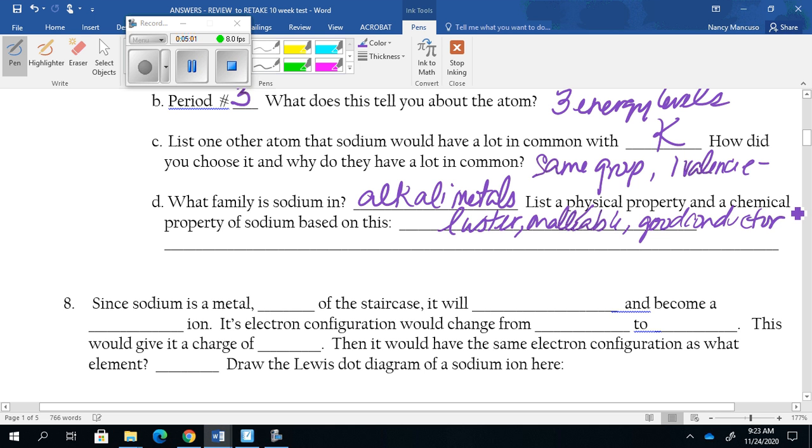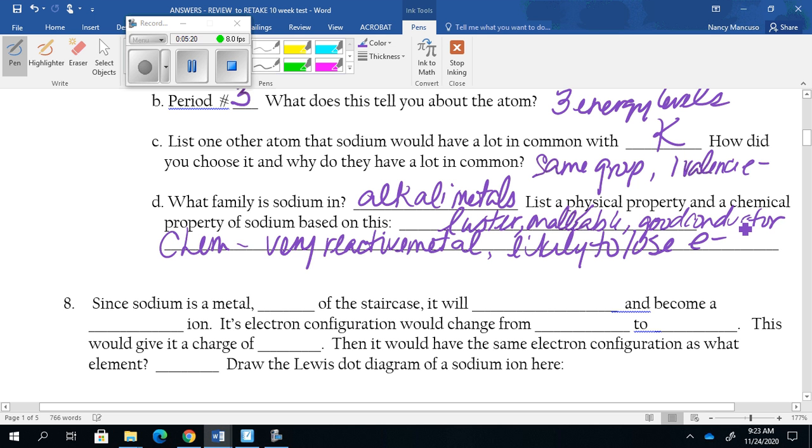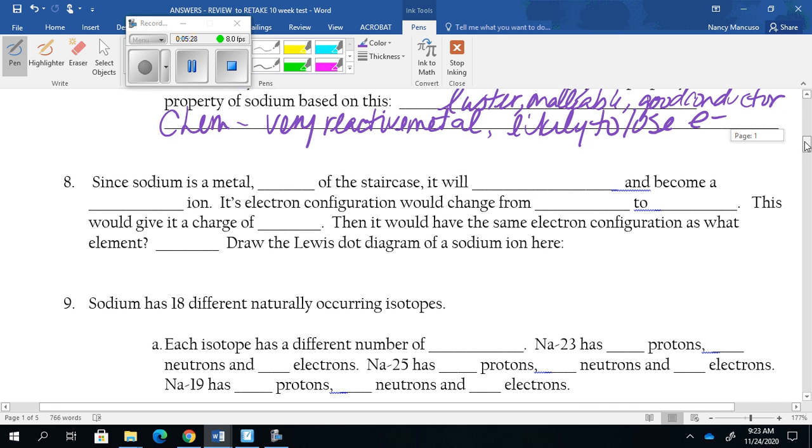All of those are physical properties based on the fact that it's a metal. For chemical property, I'm going to say that it is a very reactive metal, and it is very likely to lose electrons. Those are chemical properties. That's what happens to it in a chemical reaction. So again, look at that 2-8-1. It's really likely to react and lose that one valence electron.